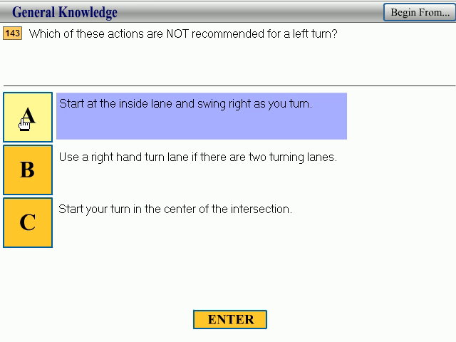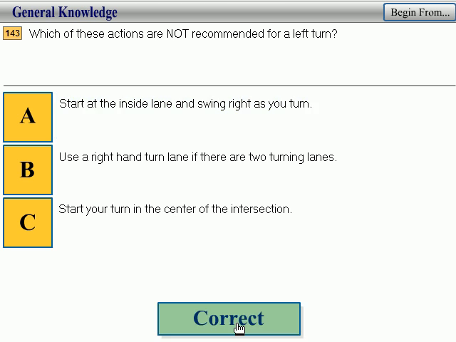Start at the inside lane and swing right as you turn. I don't think that'd be the right thing to do, because you might get in someone else's lane. Let's use the right-hand turn lane if there are two turning lanes. Start your turn in the center of the intersection. Let's go with A. That's correct.